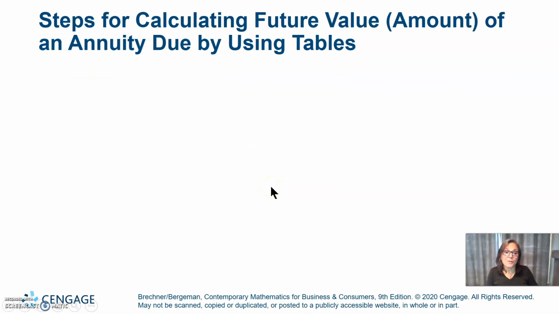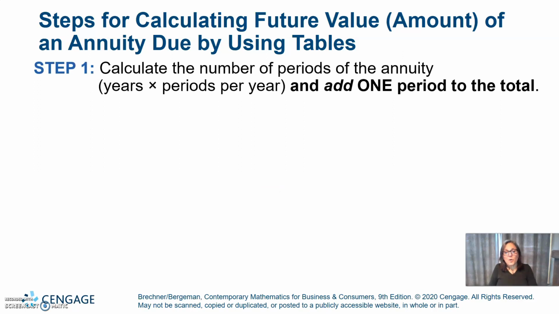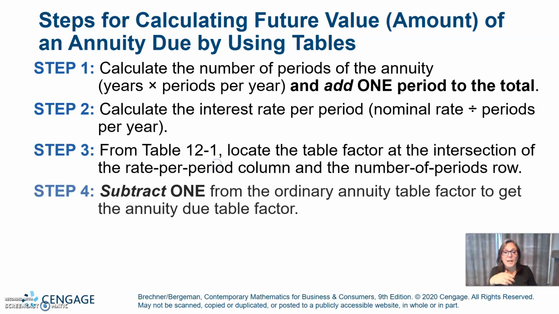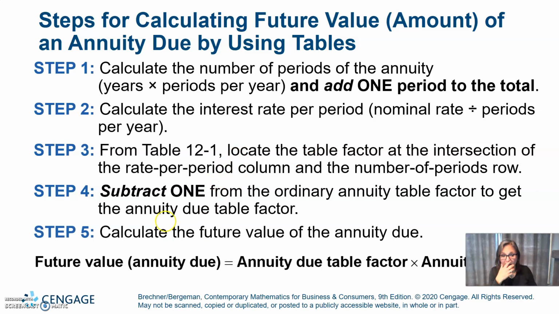All right, steps for calculating future value or the amount of an annuity due by using the tables. It's important to notice this bolded area here. Calculate the number of periods of an annuity and add 1 period to the total, okay? Calculate the interest rate per period, the nominal rate divided by the number of periods per year. That's the same. And then when we go to the table, we find the number on the table, and we subtract 1 from the ordinary annuity table factor to get the annuity due table factor. And we multiply that times our payments.